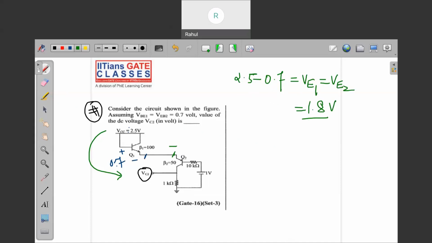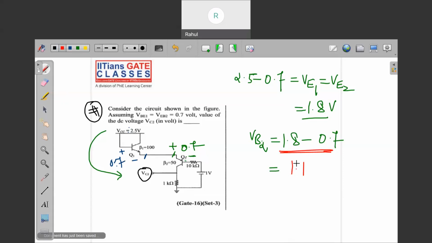And again you are coming down, so 0.7 volt is down, meaning you will come to know the potential at this point. So VB2 will be 1.8 minus 0.7, which means 1.1.